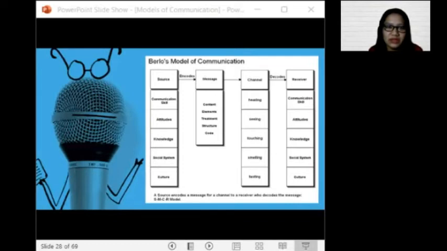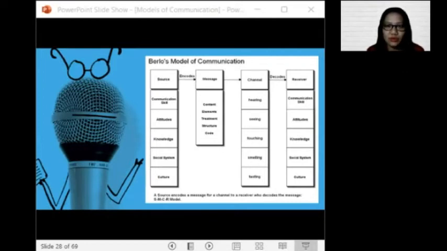For the treatment, it is the way in which the message is conveyed to the receiver. Treatment also affects the feedback of the receiver. And of course, the next one is the structure. So the structure, this is how you are going to organize or arrange your thoughts before you send it.